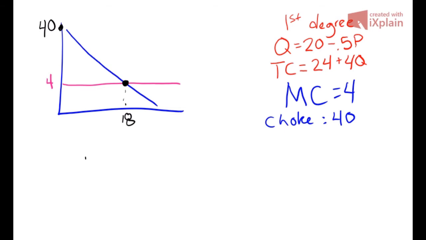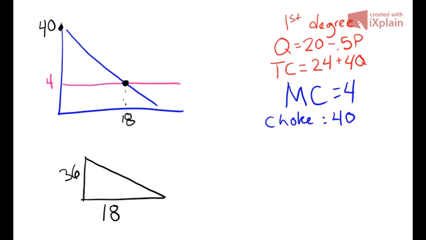The triangle formed by these 3 points will have this height of 36, the 40 minus the 4, and the distance here is 18, from 0 to 18. So we can actually calculate the area of this triangle. This triangle should represent the producer surplus that we acquire when we have first degree price discrimination.